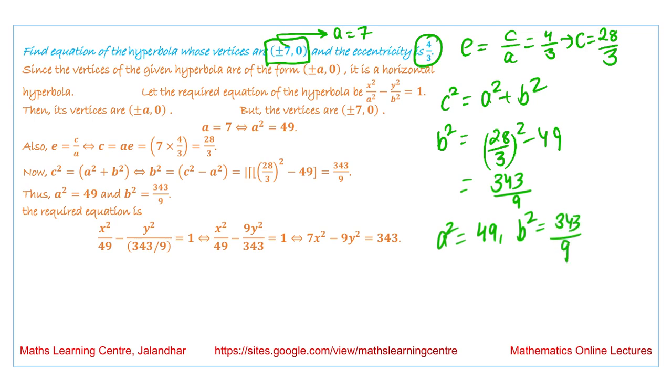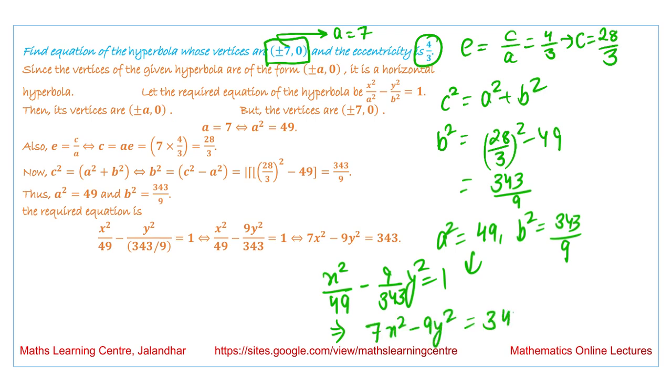So the equation of the hyperbola, it is a horizontal hyperbola, is x square by 49 minus 9 by 343 y square is equal to 1. If we take the LCM over here, this equation becomes 7x square minus 9y square is equal to 343. So this is the required equation of the hyperbola.